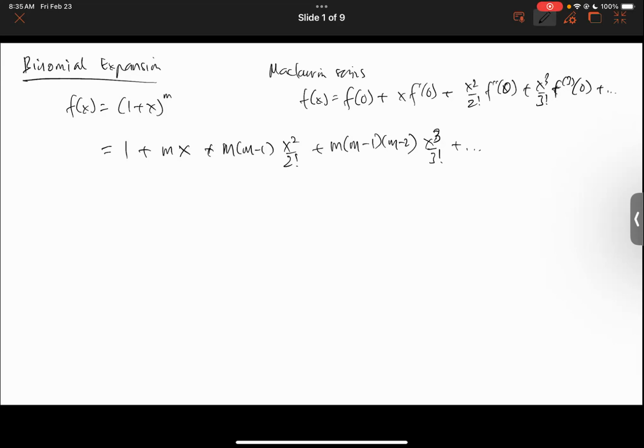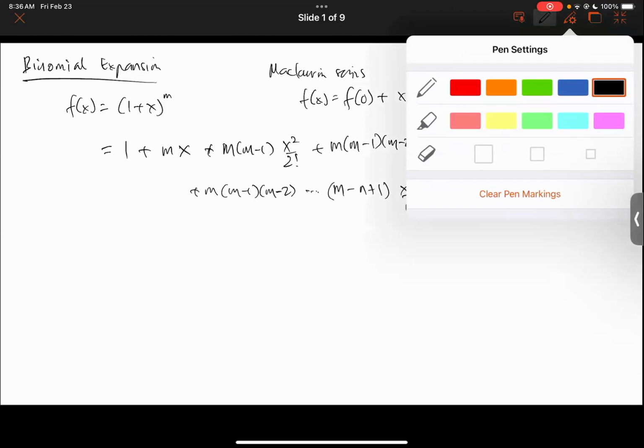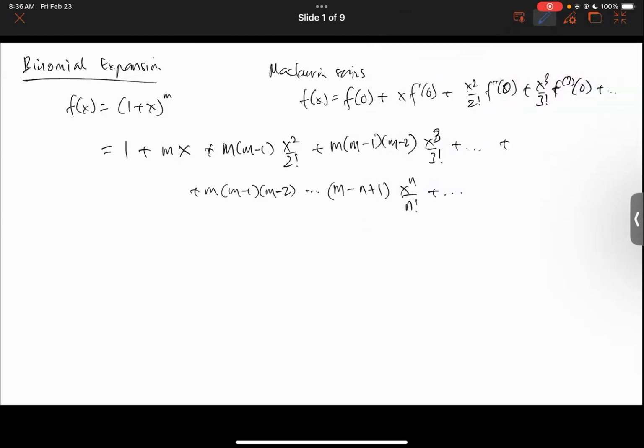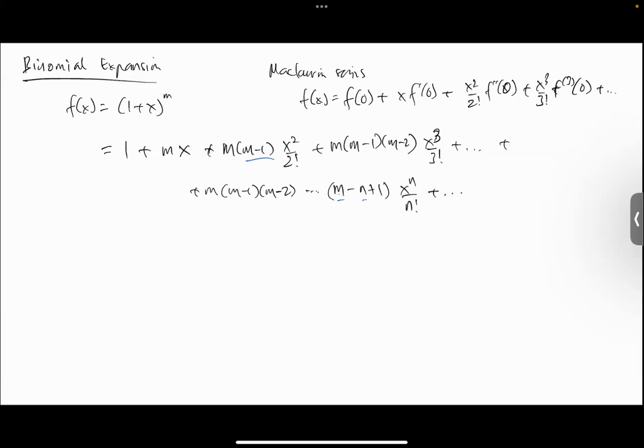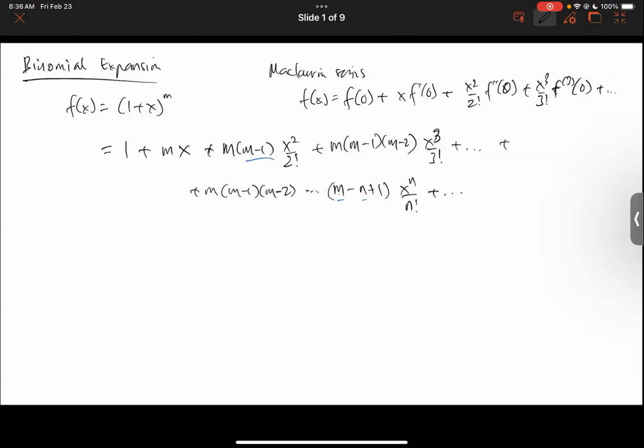Okay, so meron tayong parang makikitang pattern dito, right? If we continue this, we'll end up with a term something like this, m minus 1, m minus 2, hanggang sa m minus n plus 1, x to the n over n factorial. So we have that term. Makikita nyo naman na ganyan yung case, di ba? Kasi, for example, if n is equal to 2, ibig sabihin, m minus 2 plus 1, so that's m minus 1, which is exactly this term. So yung expression na yan is consistent.